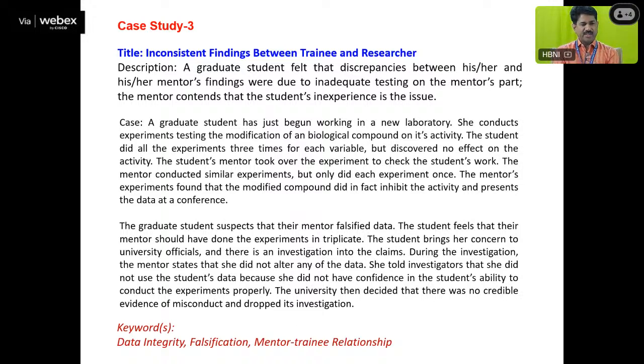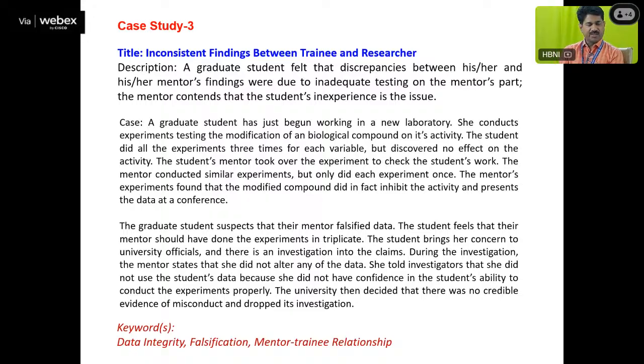So the graduate student suspects that the mentor falsified the data. The student feels that the mentor should have done the experiments in triplicate, like the student has repeated them. Whenever we do experiments where there are critical issues, we have to do the experiments in a replicate manner, and the student felt that the mentor has not done that. The student brings his or her concern to the university officials, and there is an investigation into the claims.